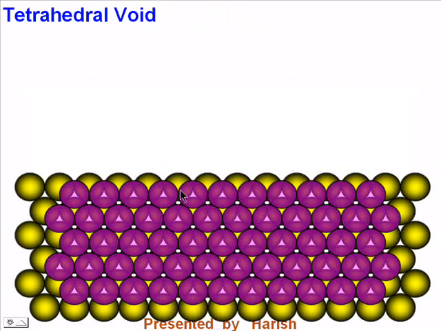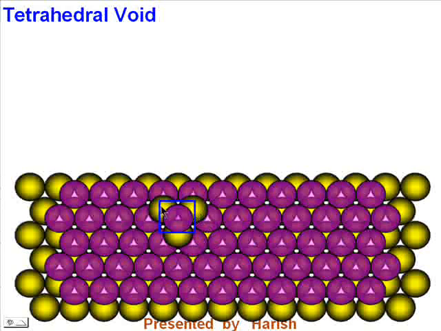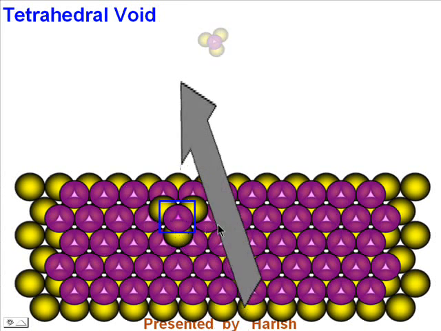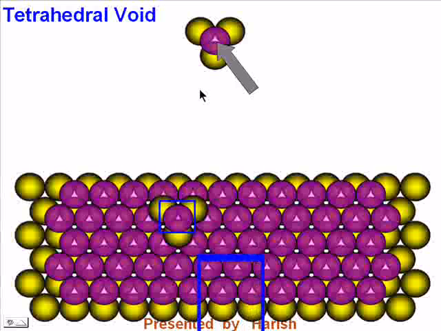Tetrahedral void. Look at this triangle. At the center of this triangle you have a void. This is a tetrahedral void. This is formed by four atoms: 1, 2, 3, 4. So there are four atoms. Let me pick it outside and okay, these are the four atoms. You have got a void in between these four. This is a tetrahedral void.